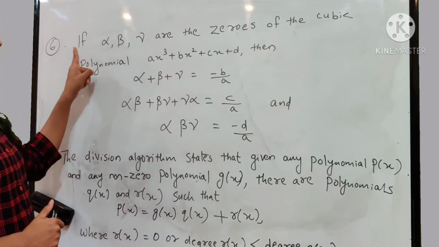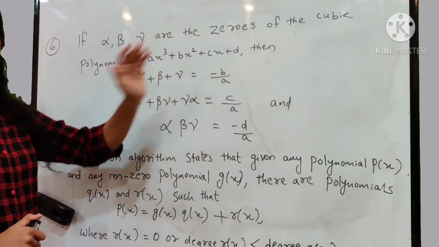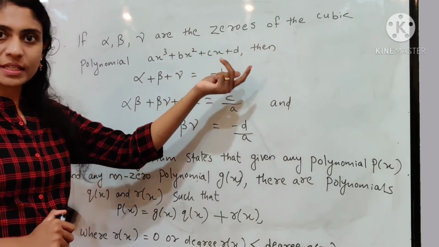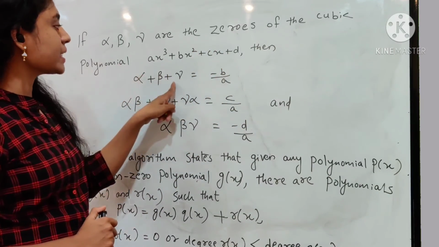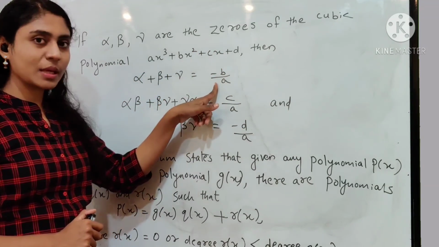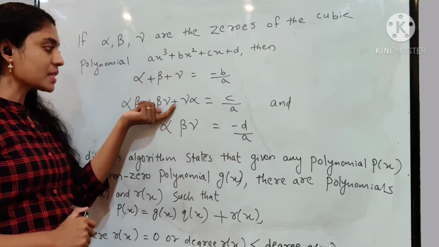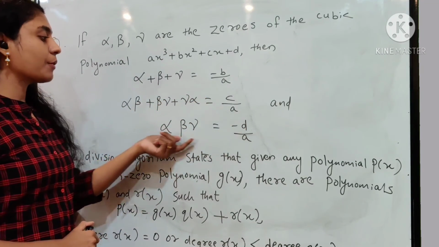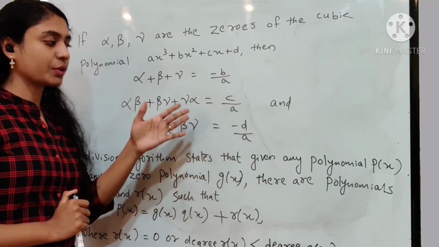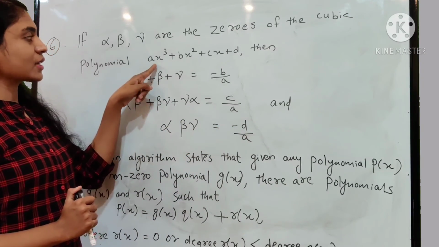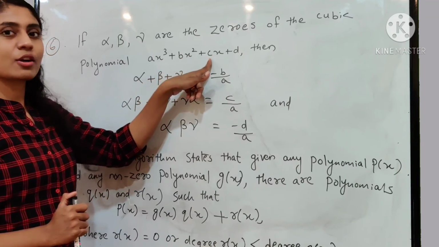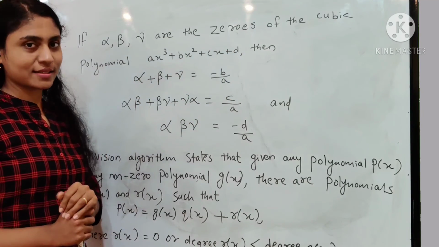Sixth point, if alpha, beta, gamma are the zeros of the cubic polynomial ax cube plus bx square plus cx plus d, then alpha plus beta plus gamma equal to minus b by a, alpha beta plus beta gamma plus gamma alpha equal to c by a, and alpha beta gamma equal to minus d by a, where a is the coefficient of x cube, b is the coefficient of x square, c is the coefficient of x and d is the constant term.